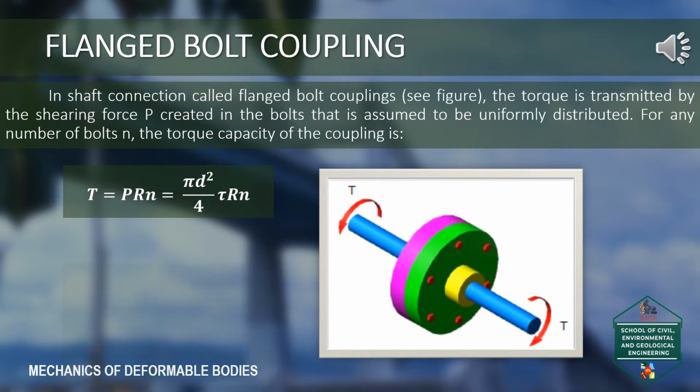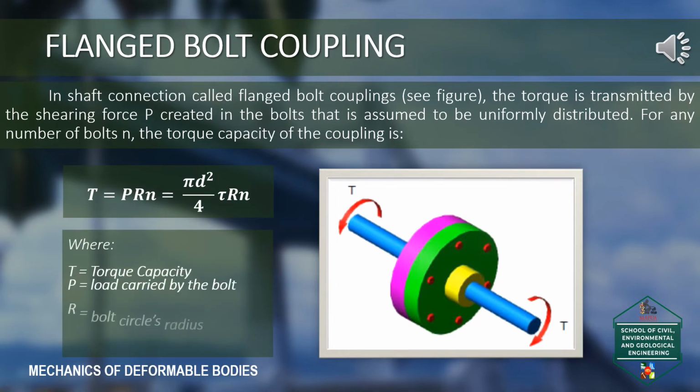Where P is the load carried by the bolt, also called shear force, R is the bolt circle's radius, tau is the shear stress, d is the bolt diameter and n is the number of bolts.